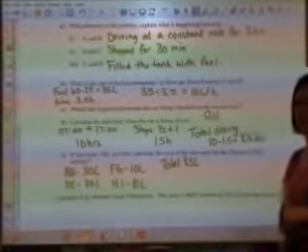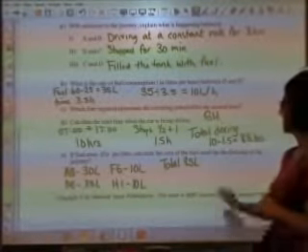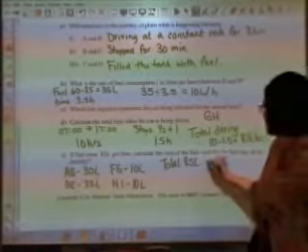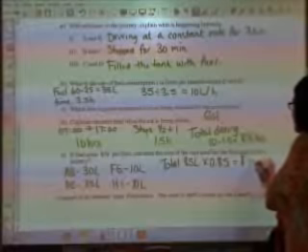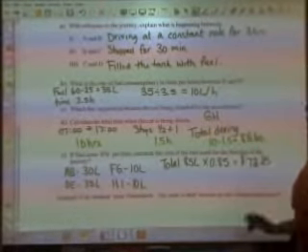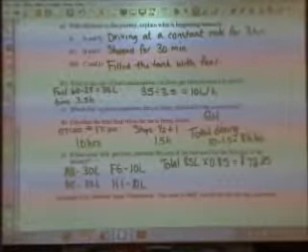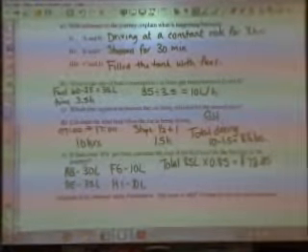And the cost per liter is 0.85. Okay, so how do I find out the total cost? Times by 85 liters, which is 72.25. So $72.25 is how much it cost me to drive on the first day of the trip.